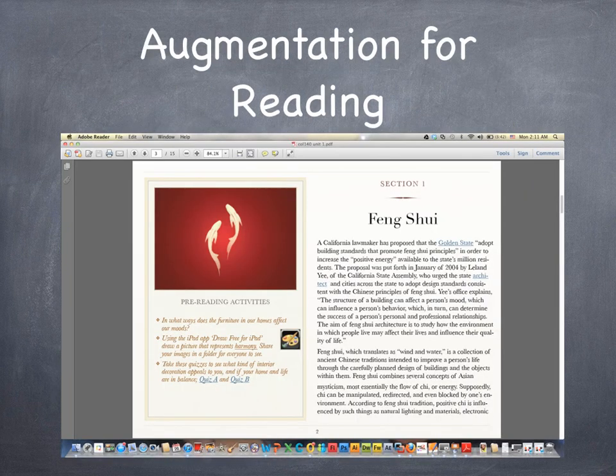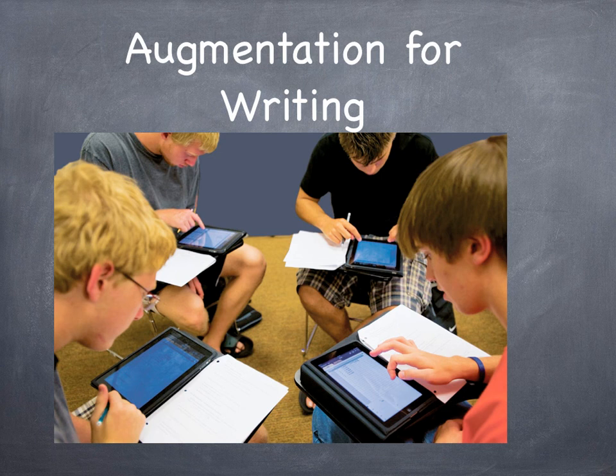Augmentation for reading would consist of taking a text and making it slightly interactive. For example, a PDF which has hyperlinks out to different sites. And how would we augment the writing? Well, we could use the iPad for collaborative writing, real-time writing on spaces like Google Drive and on websites like Today's Meet.